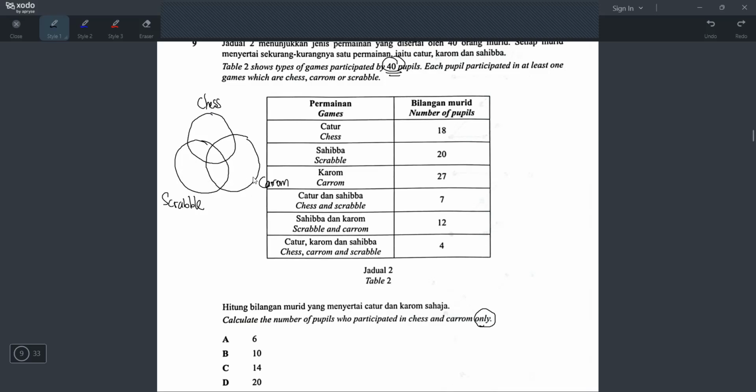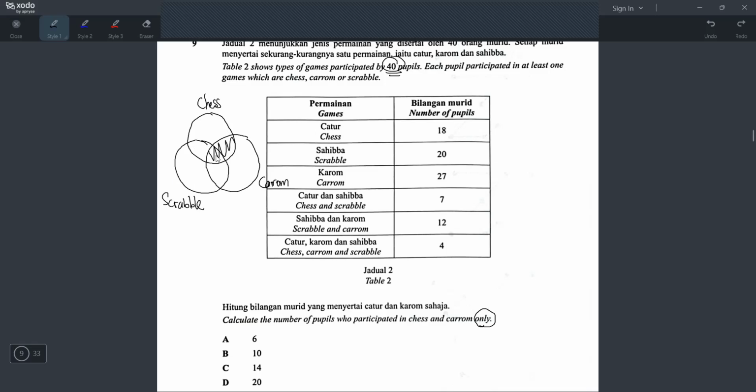Understand, right? Now, let me ask you, this middle part. What is this middle part? It will be chess and carom and Scrabble. And chess and carom and Scrabble. That's the middle part. But what if I ask you here? It will be chess and carom. I repeat, chess and carom.